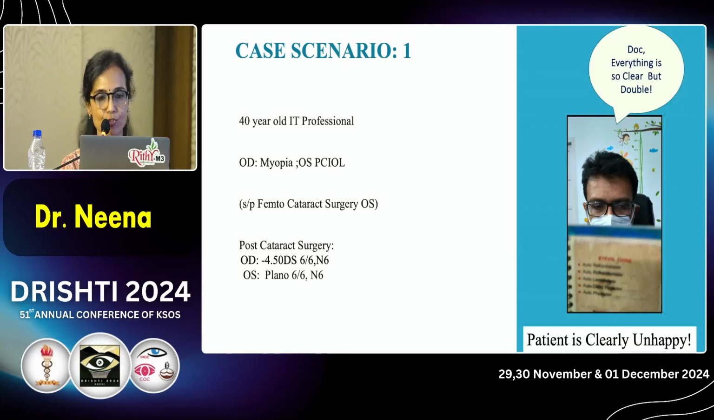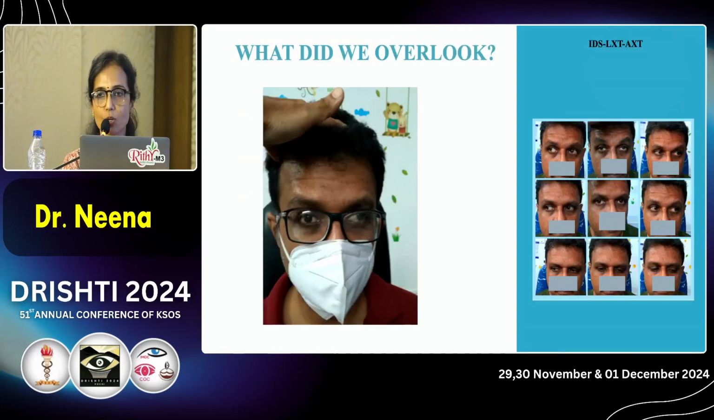So what went wrong? He was myopic earlier. With the right eye, he's still using his myopic correction. He has 6/6 vision in both eyes. What did we miss or overlook? This is what we overlooked. He had an intermittent exotropia, which was missed, and it was more decompensated in the left eye.